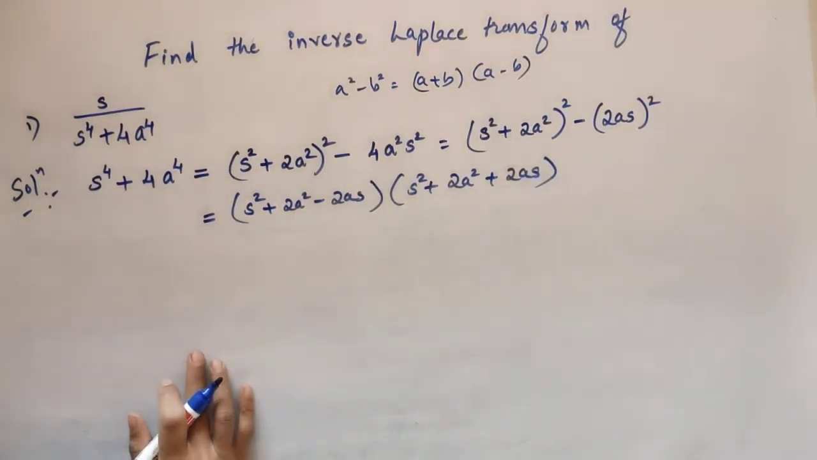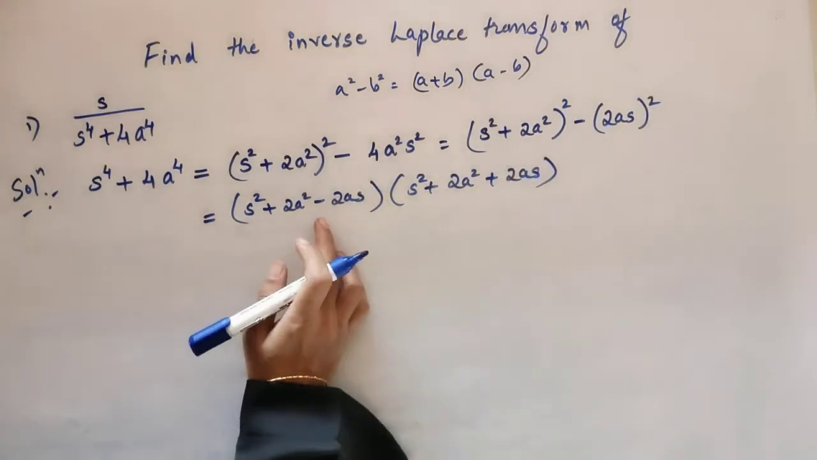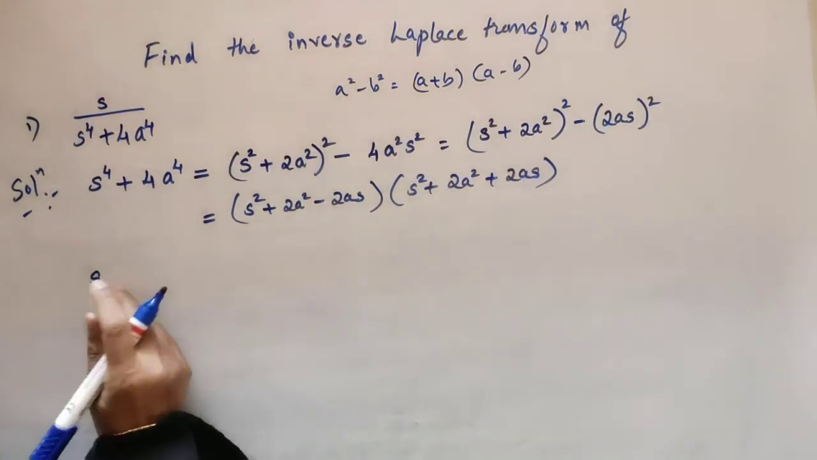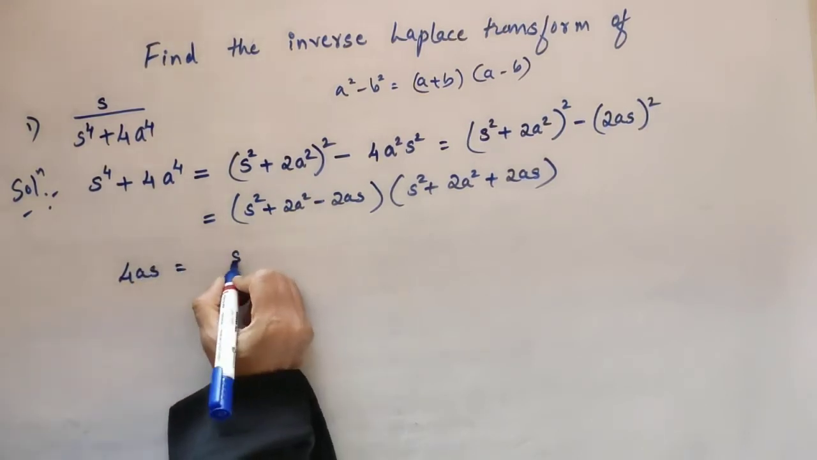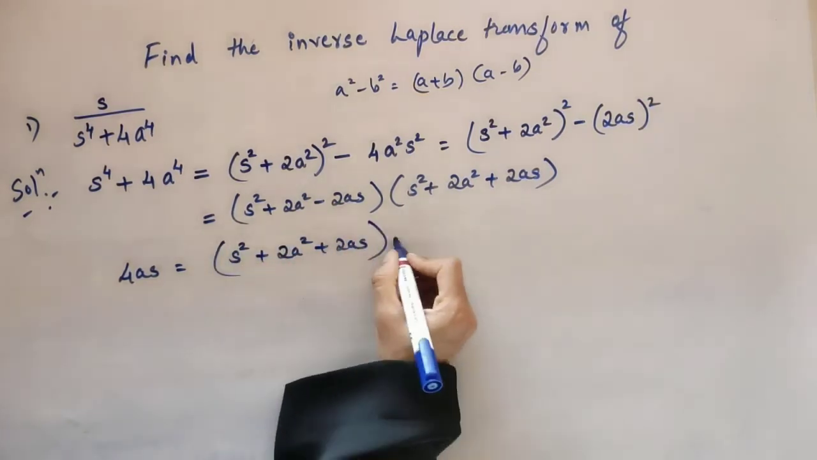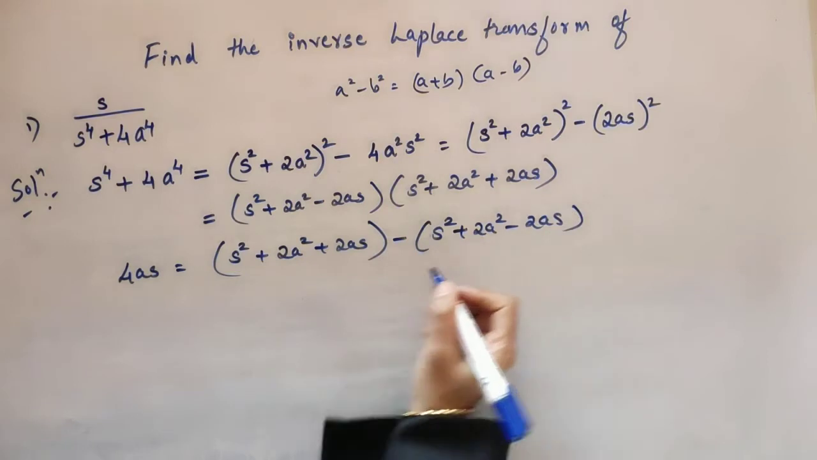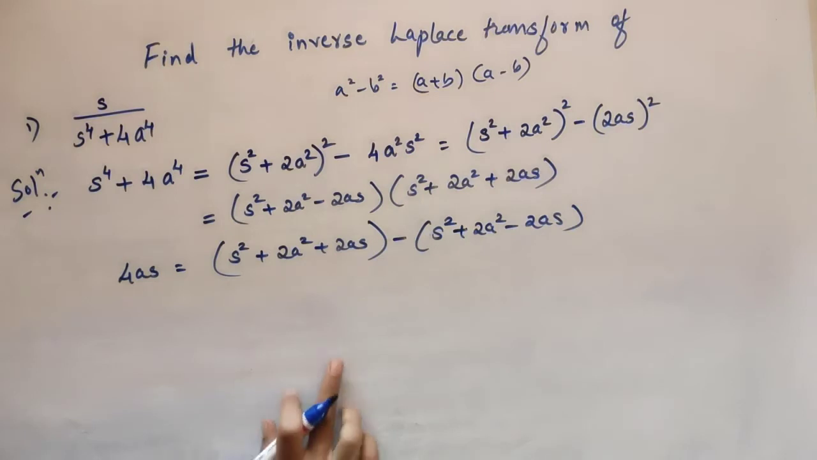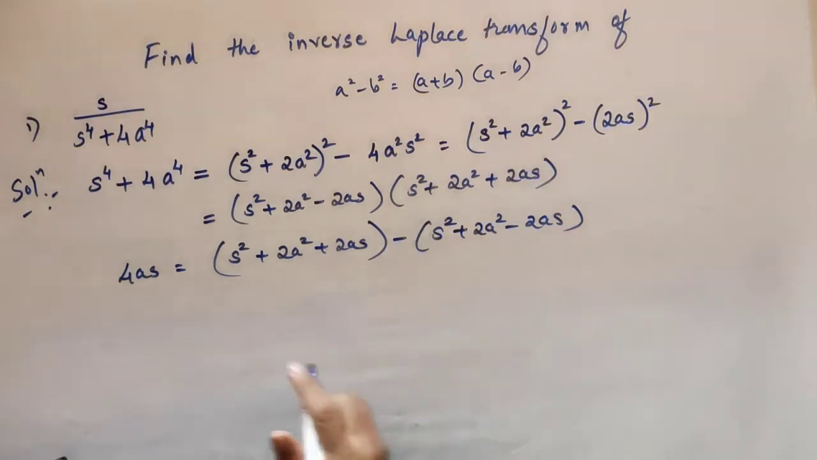Let us see about the numerator. Now if you consider the same two brackets, if I simply subtract one from the other, I can write 4as as s square plus 2a square plus 2as minus s square plus 2a square minus 2as. Can I write it like this? See, plus s square minus s square gets cancelled, plus 2a square minus 2a square gets cancelled, plus 2as minus of minus 2as gets you 4as. Is it not?